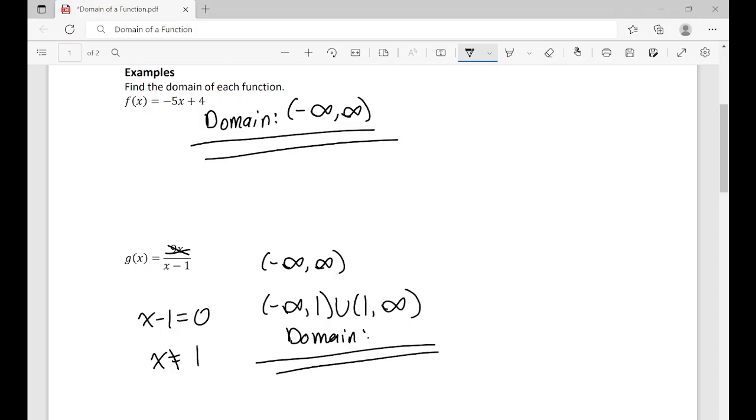But I know this can look a little weird, so if you were to visualize it on a graph, just as a quick aside, it would look like this. 1 here, but an open circle here, meaning it can't equal 1. And the domain would go all the way to the left, negative infinity forever, and to the right, positive infinity forever. So this union just means we're going to go up to 1, skip around to the other side of 1, and then keep going.